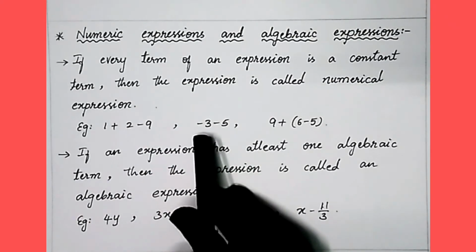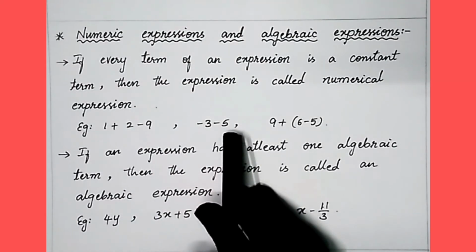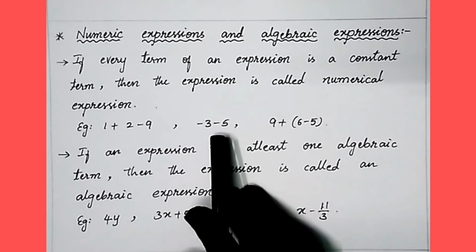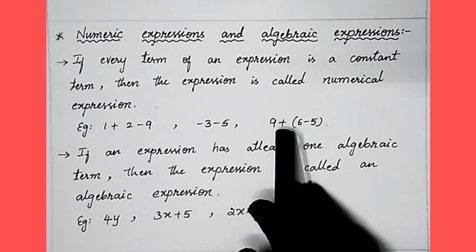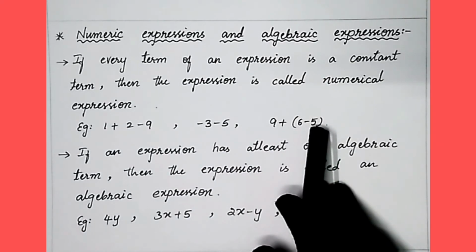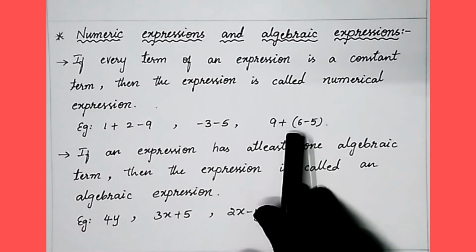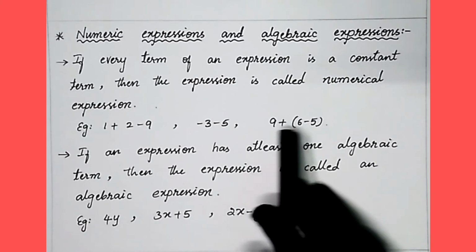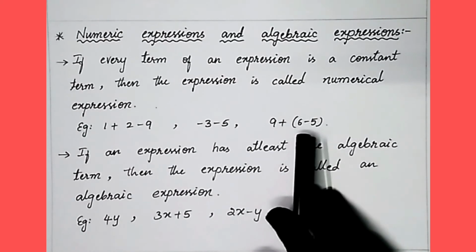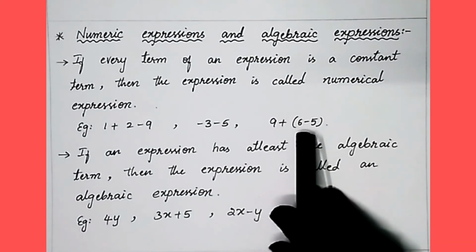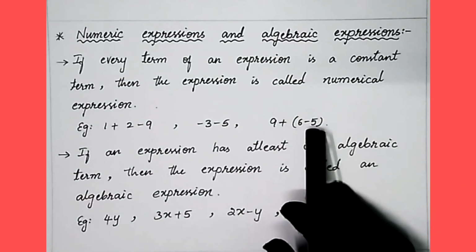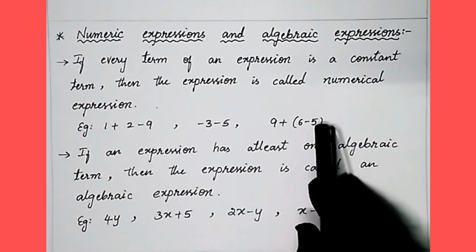One more example, minus 3, minus 5. These two are constants. There are no variables with this. So, this is also a numerical expression. 9 plus 6 minus 5. Here also all the terms are constants. There are no variables with it. Such an expression which doesn't have any variables and has only constant terms is called a numerical expression.